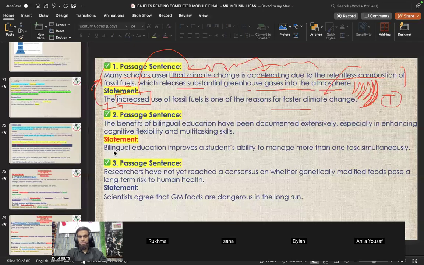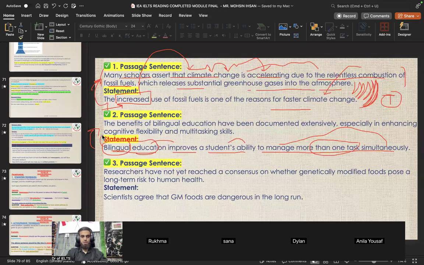Next sentence, we see the question again, then we compare it with the passage. In most true false not given questions you will go through synonymized techniques, as reading and listening mean 100% the information in different words, and you have to understand it. You have to highlight the keywords for yourself. Now the question is, bilingual education improves a student's ability to manage more than one task simultaneously. Bilingual education means two languages, and it improves the student's ability. Another keyword is to manage more than one task simultaneously. So students will be able to perform more than one task.